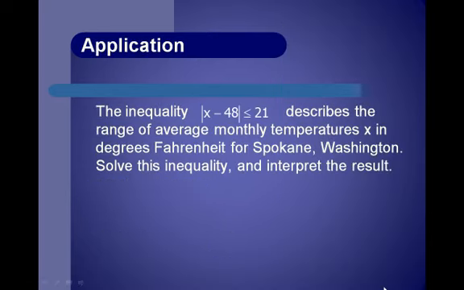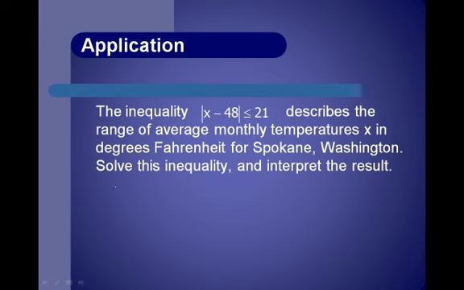Okay, one application. The inequality, the absolute value of x minus 48 is less than or equal to 21, describes the range of average monthly temperatures x in degrees Fahrenheit for Spokane, Washington. Solve this inequality and interpret the result.